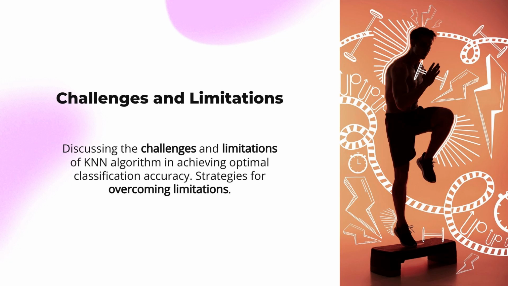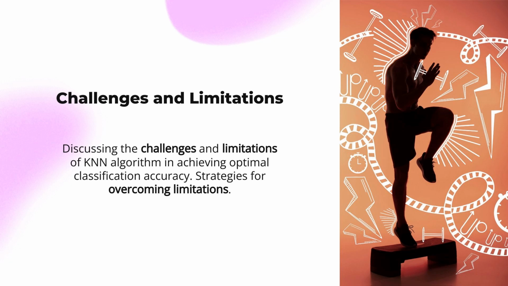3. Choice of hyperparameters. Selecting the optimal number of neighbors K, distance metric, and weighting scheme requires careful tuning. An inappropriate choice of these parameters can lead to overfitting or underfitting. The right K value varies depending on the data, task, and other factors, requiring trial and error or grid search for optimization.